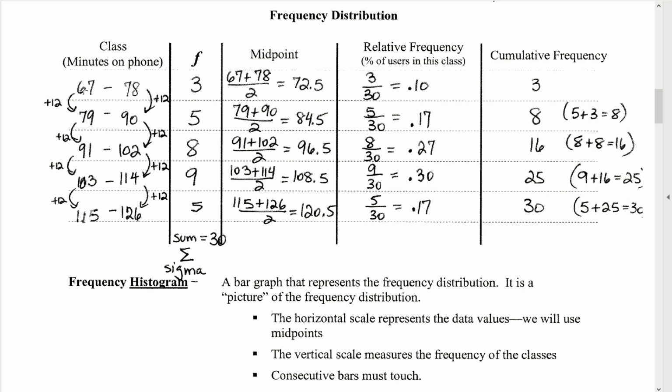And now that we have the class width, we're ready to fill in our classes. For us, we're always going to start at the minimum. So our first lower class limit is going to be 67. The next thing we can do is find our remaining lower class limits by simply adding that class width of 12. 67 plus 12 would give us 79. 79 plus 12 gives us 91. 91 plus 12 gives us 103. And then 103 plus 12 would give us 115.